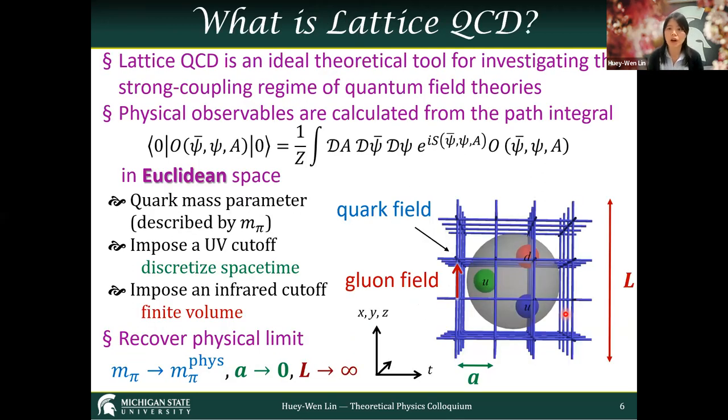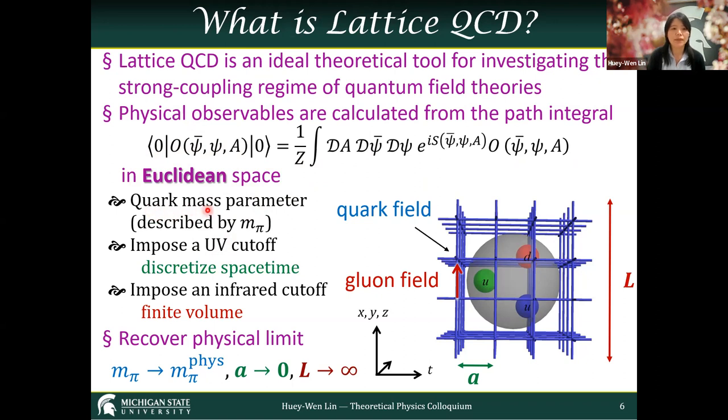All right, so for those who are not familiar with lattice QCD, it's an ideal theoretical tool to investigate the strong coupling regions of quantum field theory, especially for the single hadrons, where we are now able to do a lot of calculations more precisely. And what we do is we take the path integral and rotate it into Euclidean space. So we now have an integral that we can put on the computer.